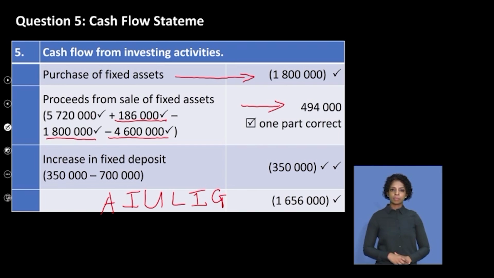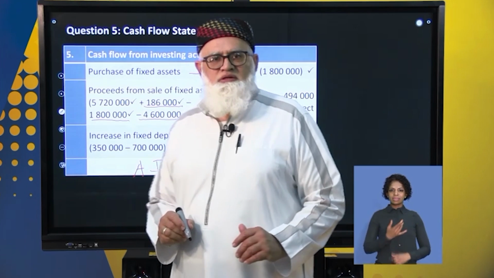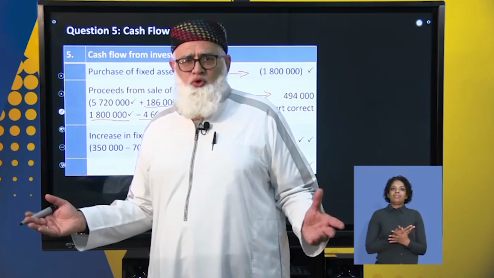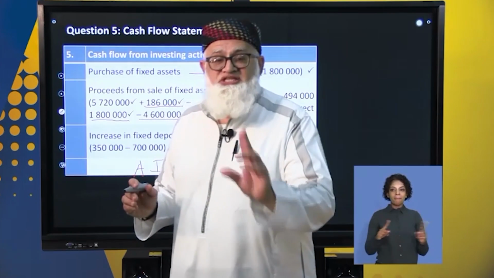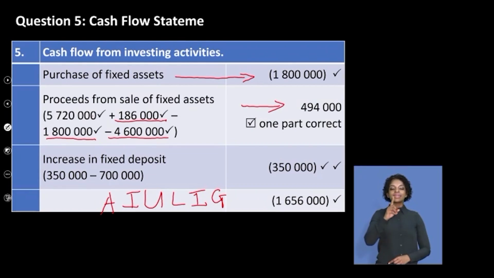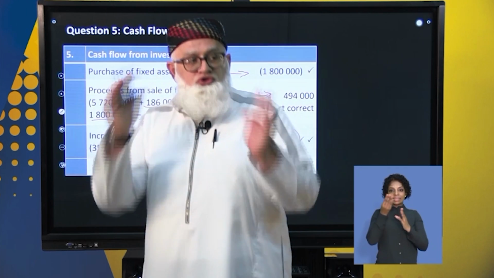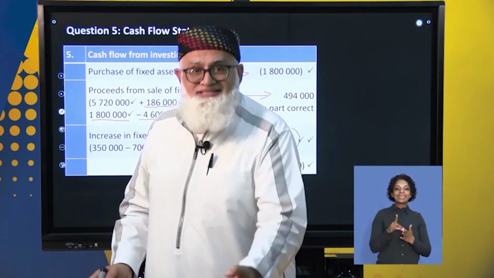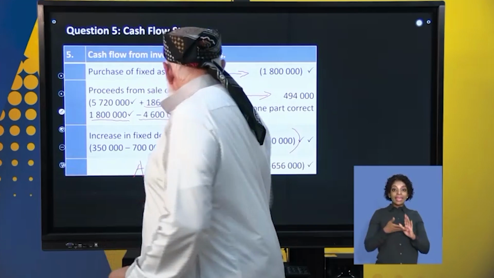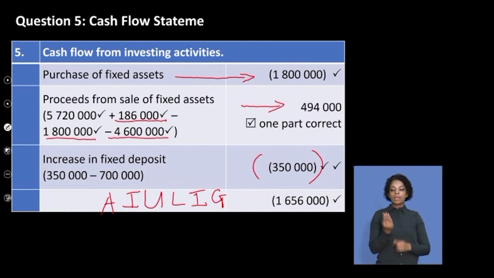A-I-U-L-I-G. What's that? German? Whatever you want to call it. What it means is important. When an asset increases in value, we are utilizing cash. The U tells you that that figure has to be in a bracket. You can clearly see it on the board. When an asset increases in value, we are utilizing cash. When a liability increases in value, we are generating cash. That means we are getting in cash.